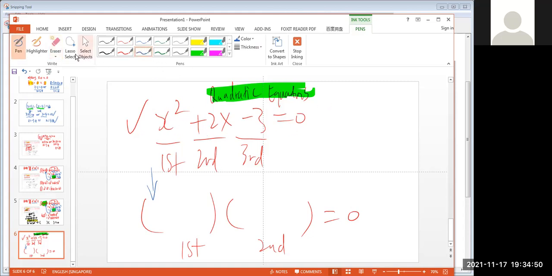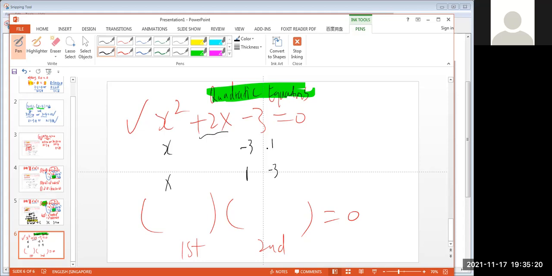So what we need to do, we need to ask ourselves, how do I get x squared? Very simple. To get x squared is x times x. How do I get -3? When it comes to negative, there are many combinations. You can have -3 and 1, or you can have 1 and -3, right? So you only have these 2 combinations. Which combination will give you +2x? That's the question you ask yourself.